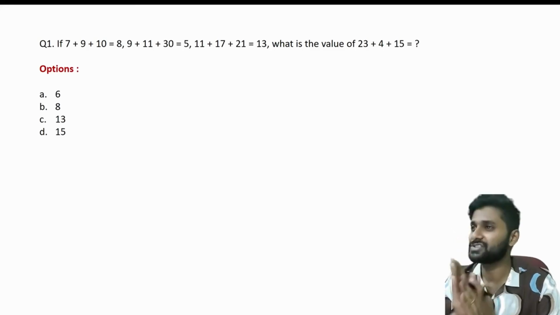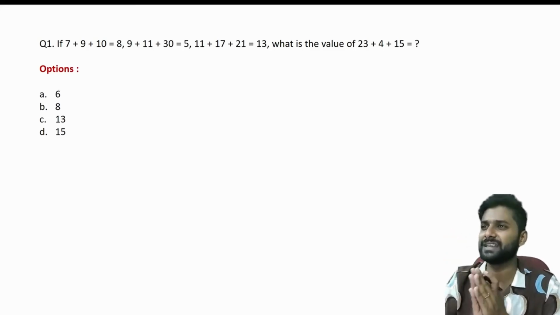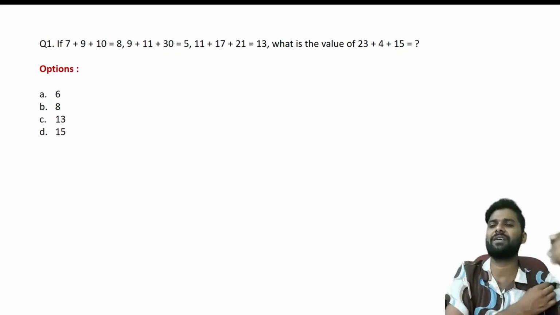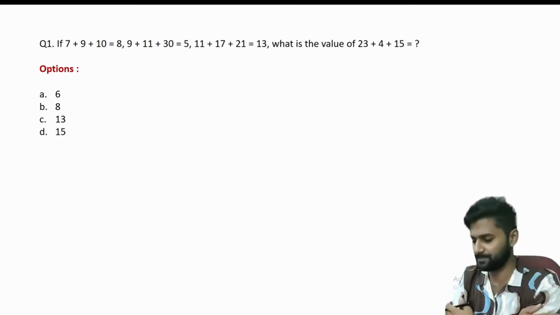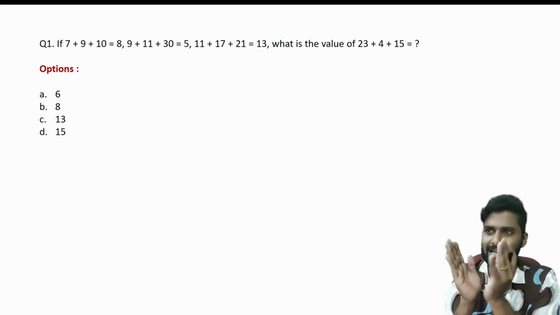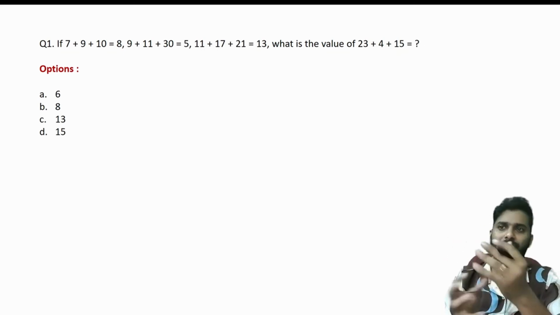Now try to understand this question. See, here there are 3 numbers: 7, 9, 10 represent 8. 9, 11, 30 represent 5. 11, 15, 17, 21 represent 13. So what is the value of 23, 4 and 15? What is your understanding based on this question? If you understand the format of this question, then only you can get the answer.